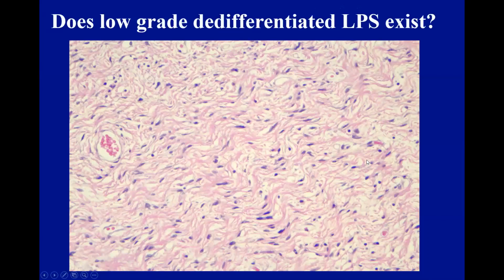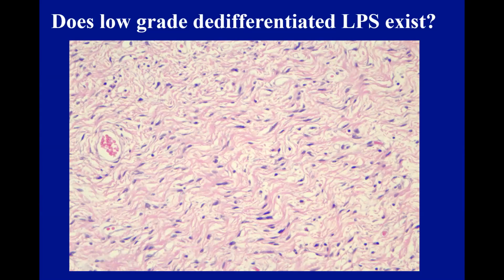Now, one thing that's kind of interesting, and there's been some controversy on this. You remember in the mid to late 90s and early 2000s, there was some discussion about the existence of a low-grade form of dedifferentiated liposarcoma. In reality, I have to say I don't really believe in this diagnosis, but I have actually seen it. For the most part, I don't think it exists, but I've actually seen it.